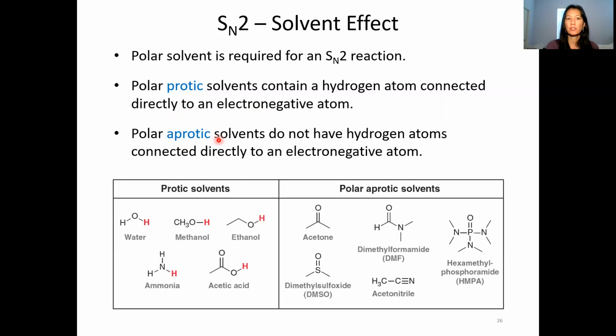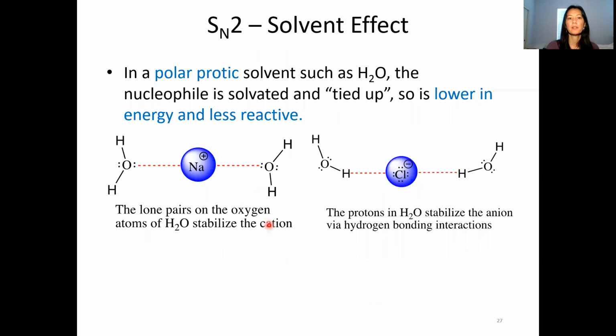Aprotic doesn't have hydrogen. So think of prot as proton. Aprotic is without proton attached to an electronegative atom. So that would be something like acetone or DMSO, dimethyl sulfoxide, DMF, acetonitrile. These have electronegative atoms, but no H is directly attached. So they can impart a partial negative charge. So these, though, the protic solvents, they can have a plus or minus. This has a big effect on solvation of your nucleophiles. So in a polar protic, such as water, you have a plus and minus end.